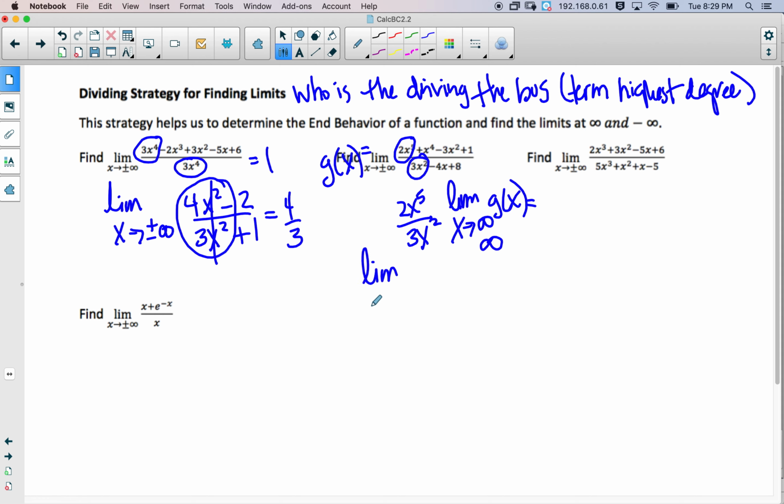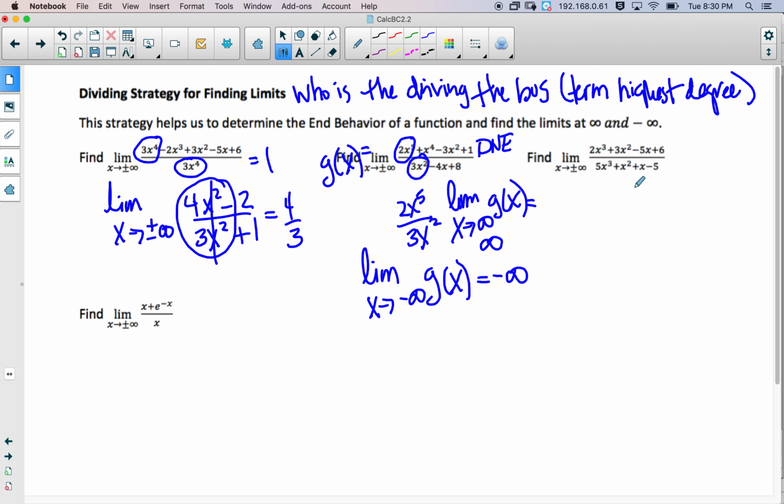Now the limit as x approaches negative infinity, if I have a really big negative number on top, that's going to be a negative divided by a positive, which is going to be a negative number. So that's going to equal negative infinity. So this limit actually does not exist.